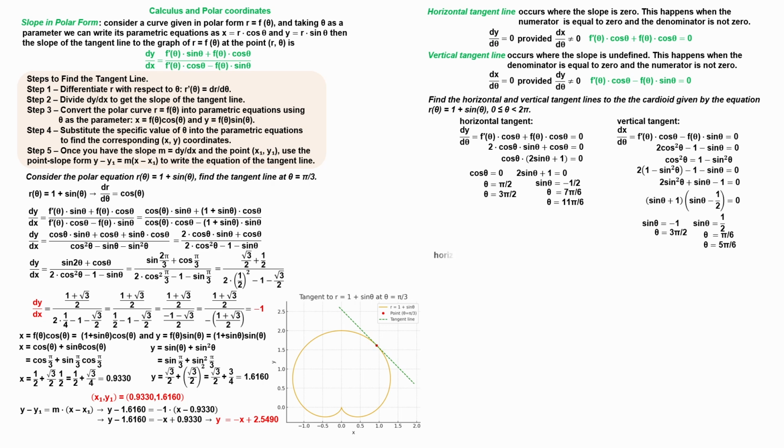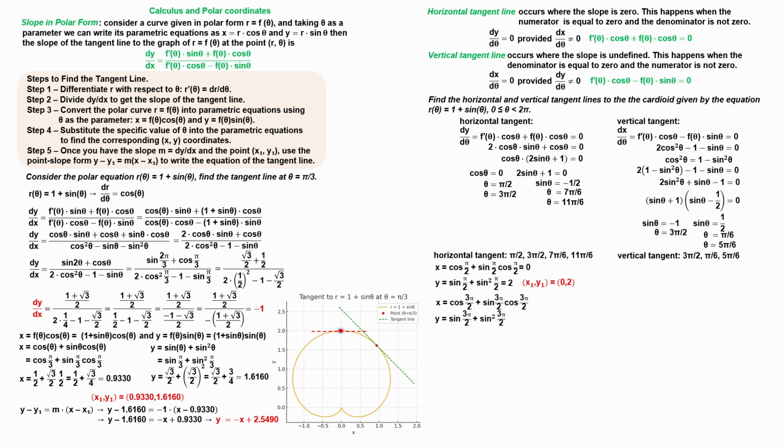We need to obtain the corresponding x and y coordinates to obtain the horizontal and vertical tangent lines. Substitute the specific value of theta into the parametric equations to find the corresponding x and y coordinates. After that, in the graph below, we will mark the exact points where the horizontal and vertical tangents occur.